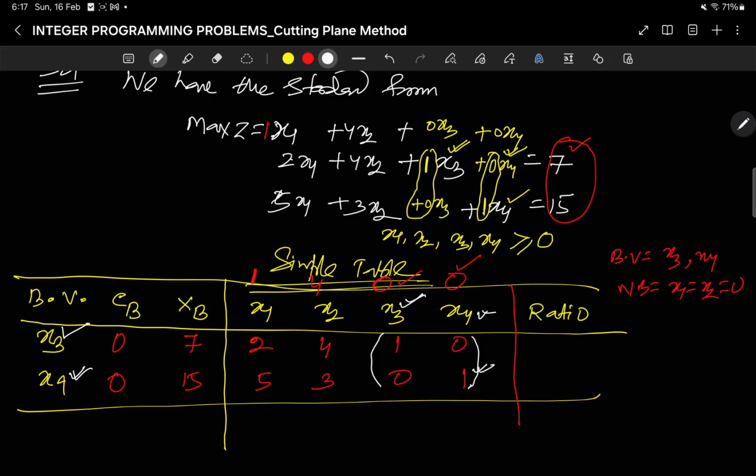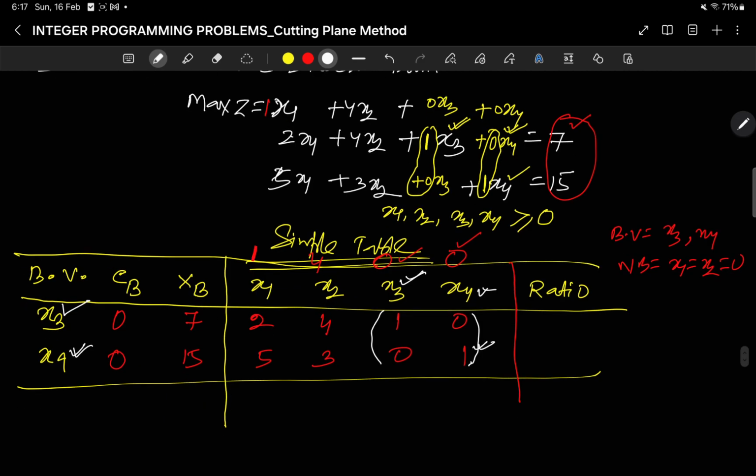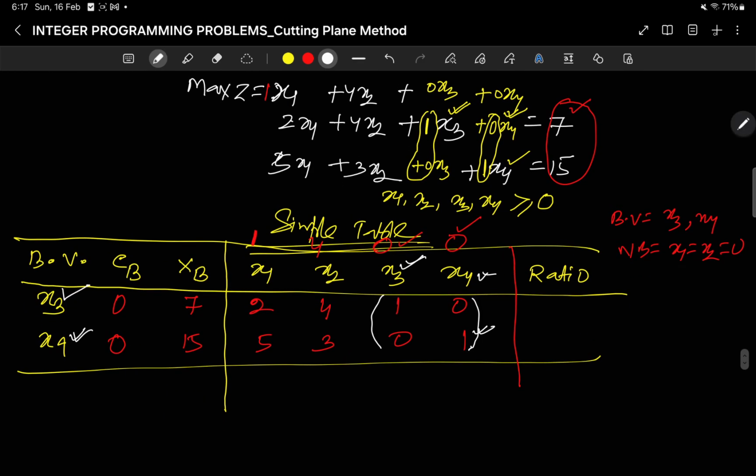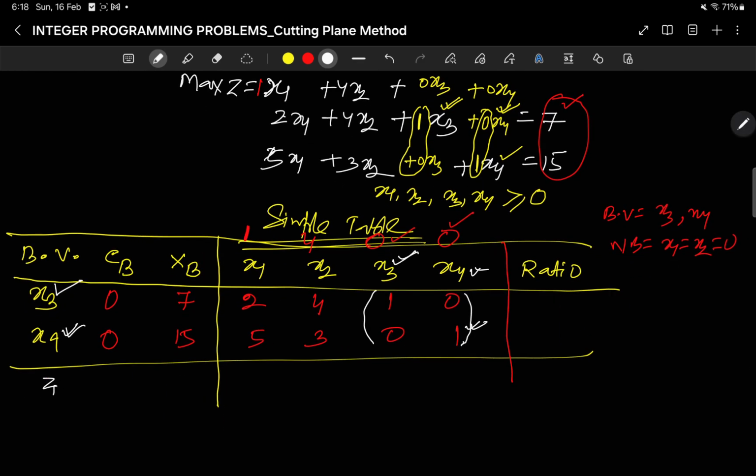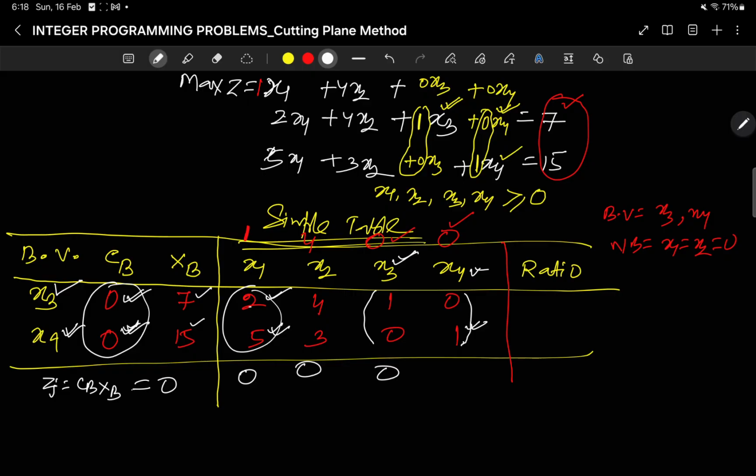Okay. So now we have to see what my del j is. We have to calculate the sum of cb into xb. That means this into this plus this into this. It is 0. And accordingly this and this here. It is 2 into 0 plus 5 into 0, and this is my 0. Similarly all will be 0 here.